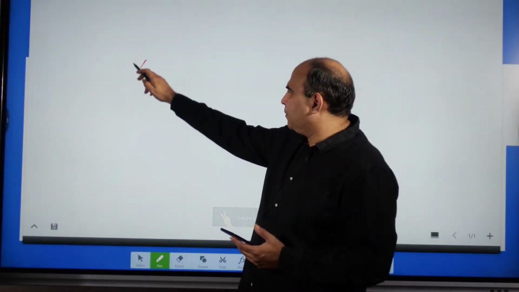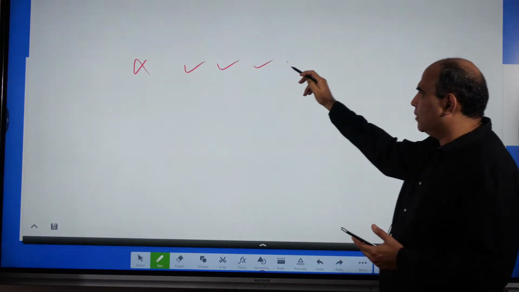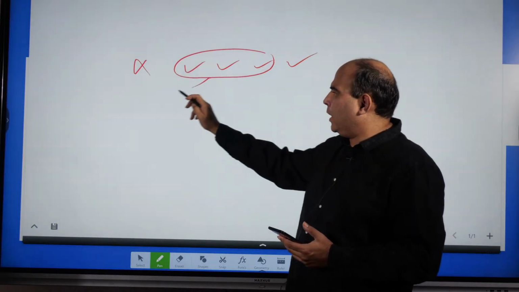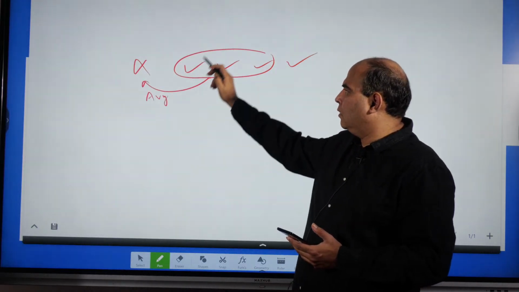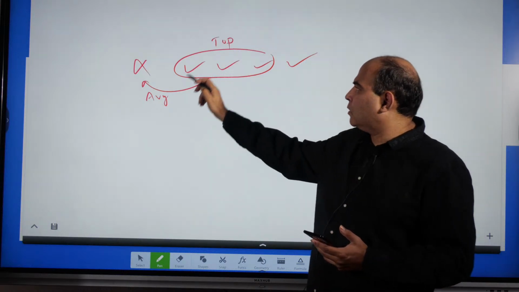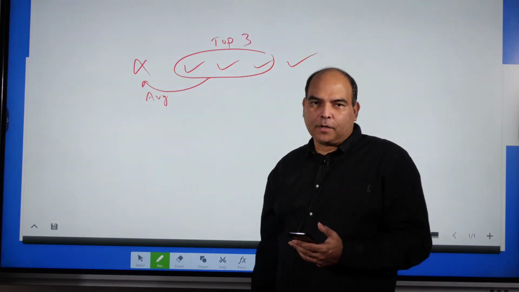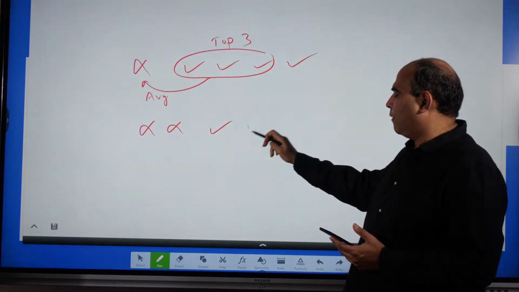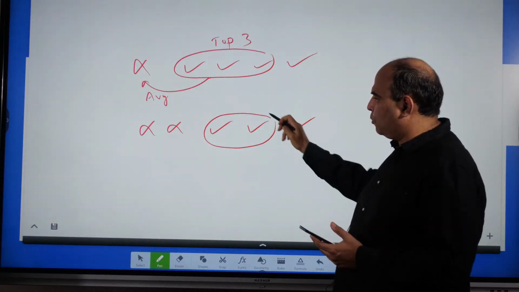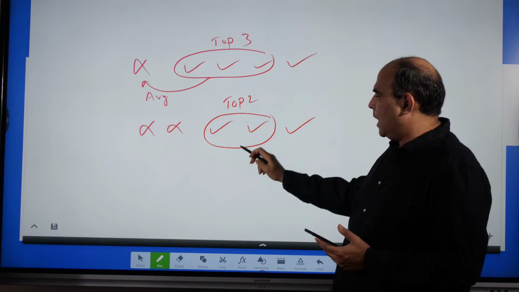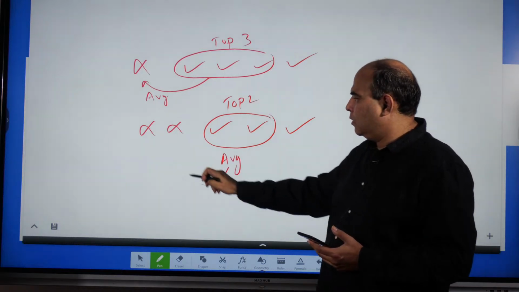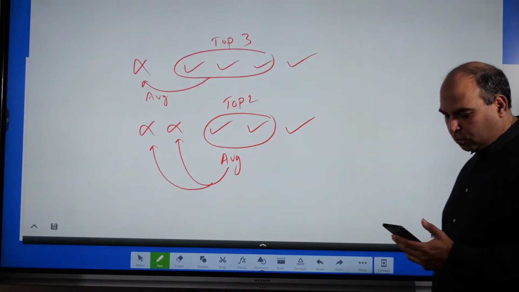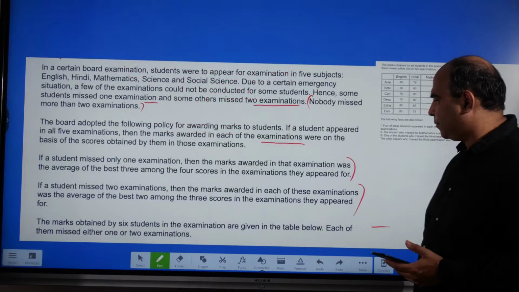So if you have missed 1 exam, you would have taken 4 exams. So out of the 4 exams you have taken, take the top 3 scores and allocate the average of the top 3 scores to that missed paper. If you have missed 2 exams, that means you have given 3 exams. Take the top 2 scores and give the average of the top 2 scores to both of these. That's the basic logic here, right?